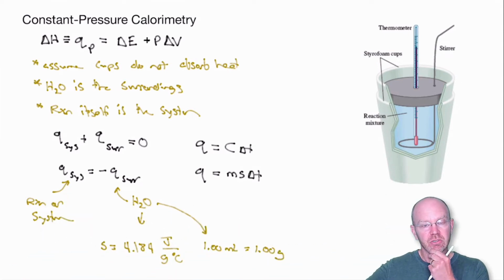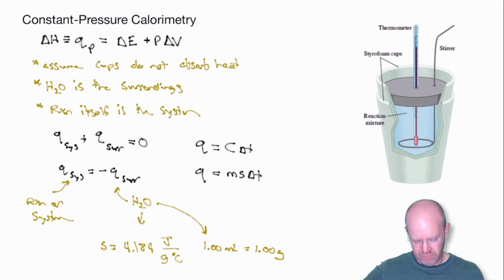Constant pressure calorimetry is much simpler to carry out. And in fact, you can do a really decent constant pressure calorimetry experiment with just a couple of styrofoam cups and a thermometer and some water. So this is a kind of calorimetry that you may have already done in a lab class somewhere.